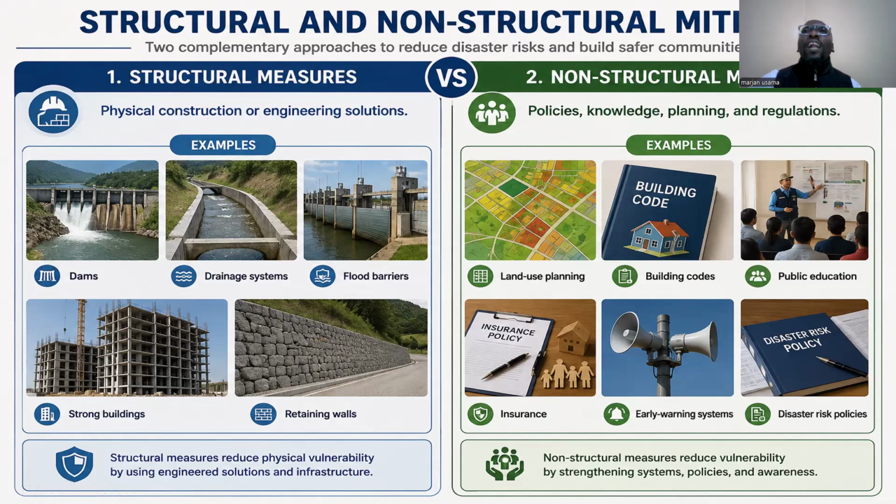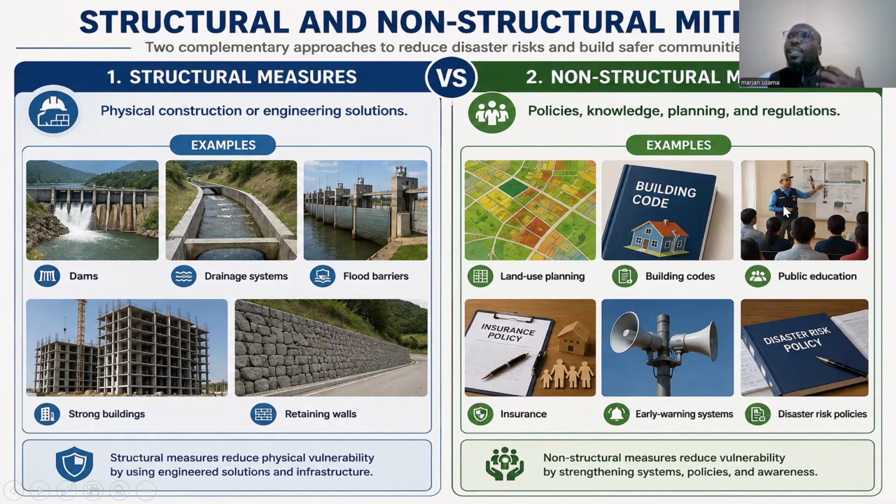So even if there is an earthquake, at least the building can stand. Yes, there will be some minor losses. Then retaining walls. These walls play almost the same role as the flood barriers. Sometimes when it rains a lot, the retaining walls actually prevent water. Now, the non-structural are policies, knowledge, planning, and regulation.